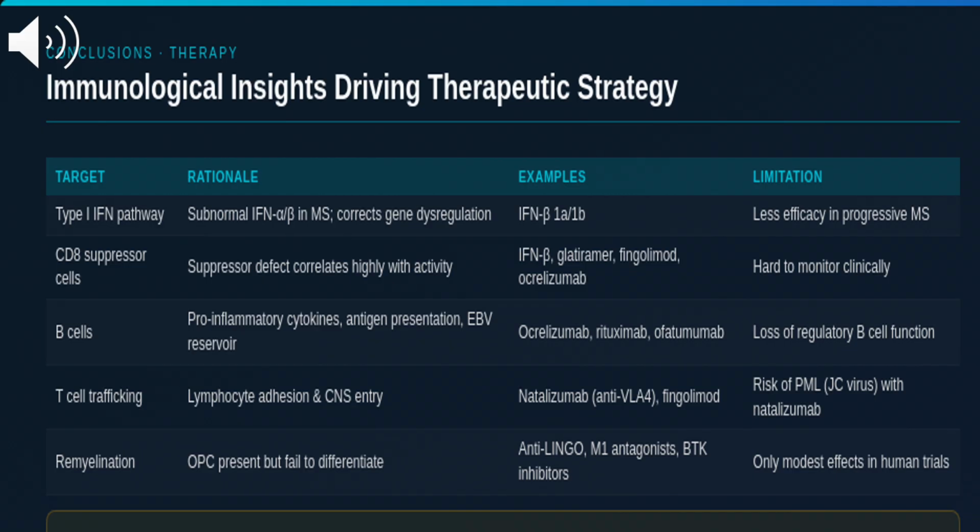before immune activation within the brain occurs. Its effectiveness is consequently very high in relapsing MS. The PML risk requires careful monitoring but is manageable with JCV antibody index testing.